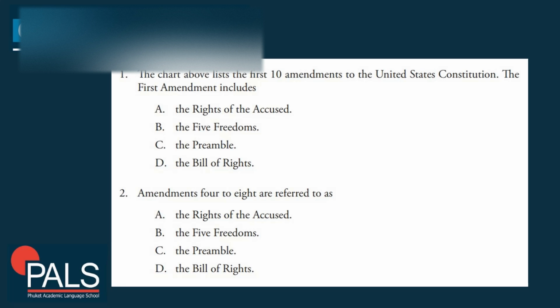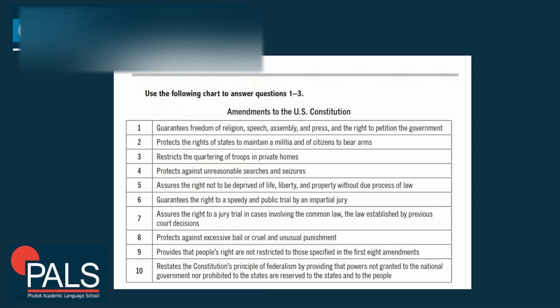So A, the rights of the accused. The first amendments do not include the rights of the accused. As we can see here, the rights of the accused would be protection against unreasonable search and seizure, starting at 4, all the way down to the 8th Amendment. Those rights are about helping people who are accused of crimes.